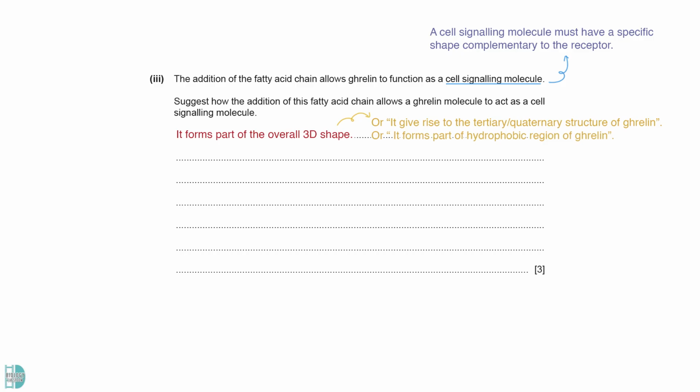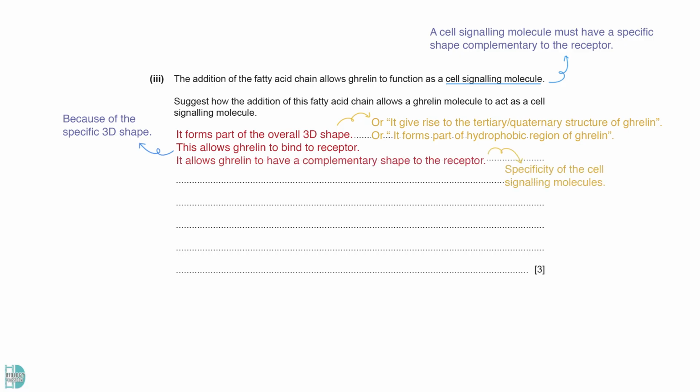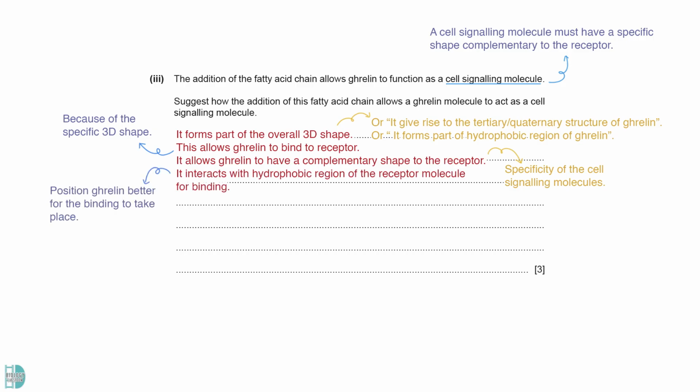Since fatty acid is hydrophobic, you can also say that it forms part of the hydrophobic region of the molecule. Having this specific 3D shape, ghrelin can bind to the receptor. It also allows ghrelin to have a complementary shape to the receptor, and this is the specificity of the cell signaling molecules. Due to its hydrophobic nature, it possibly interacts with the hydrophobic region of the receptor molecule for binding. It may position ghrelin better for the binding to take place.